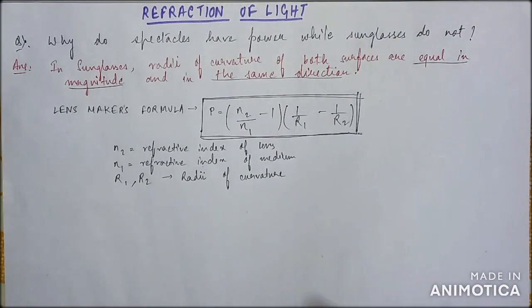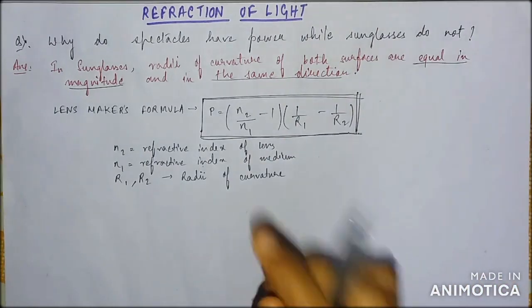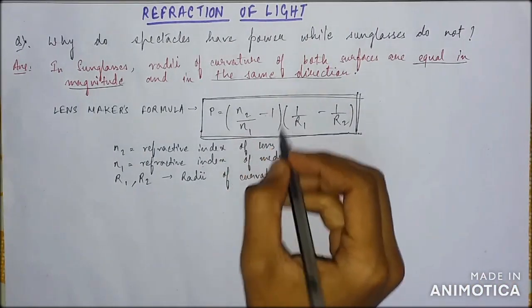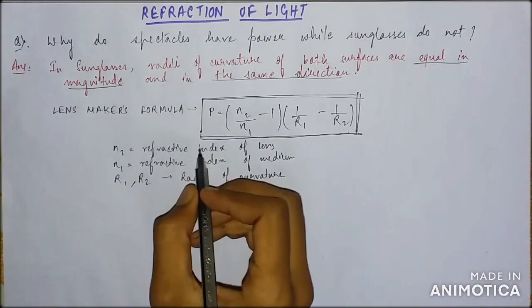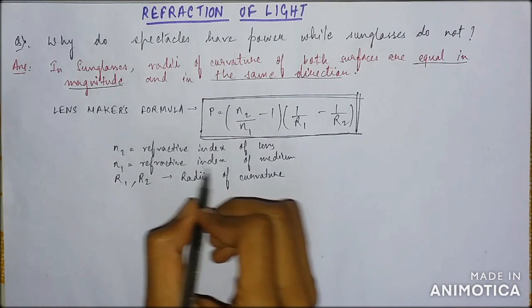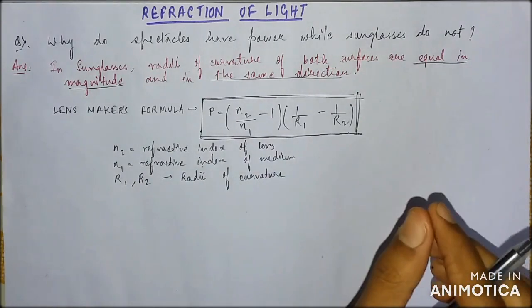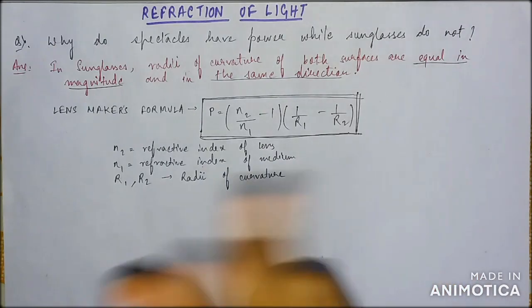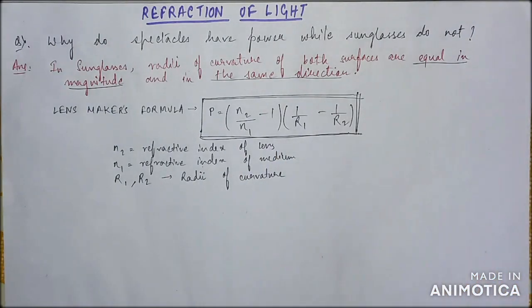Before understanding this in more detail, we need to have an idea about the lens maker's formula, which says that the power of a lens is (n2/n1 - 1) times (1/r1 - 1/r2). Here n2 is the refractive index of the lens, n1 is the refractive index of the medium in which the lens is kept, r1 and r2 are the radii of curvature of both the surfaces of the lens. Okay, so this was lens maker's formula.